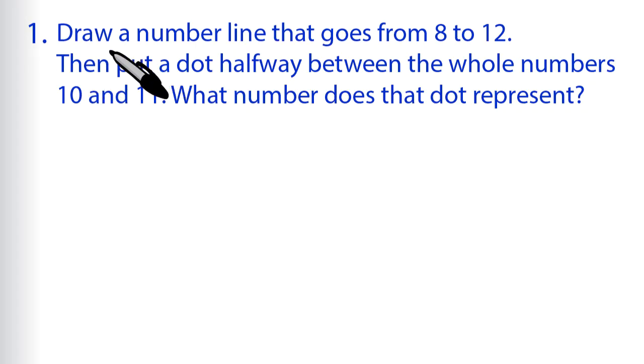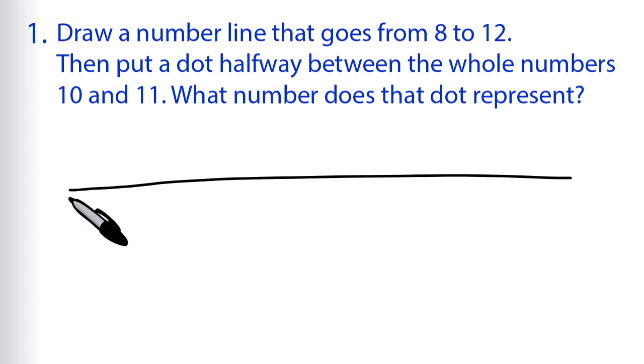For problem 1, we're supposed to draw a number line that goes from 8 to 12. Then put a dot halfway between the whole numbers 10 and 11. What number does that dot represent? Right. So we'll start with a straight line, and then we'll put an arrow on each end because we're only going to show the numbers from 8 to 12, but the numbers go less than 8 and greater than 12. So, all right, let's put in our marks now.